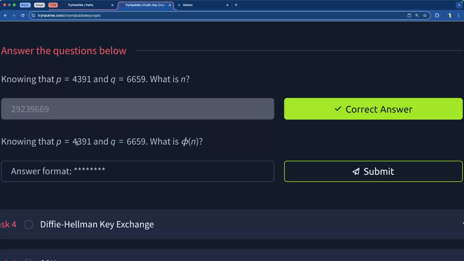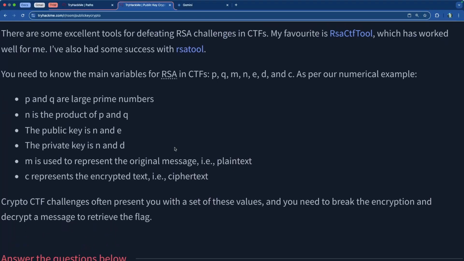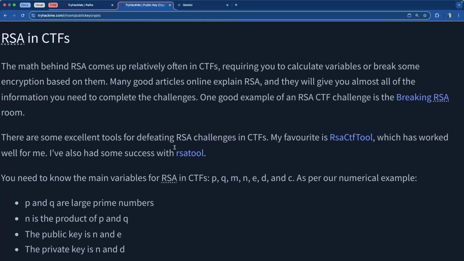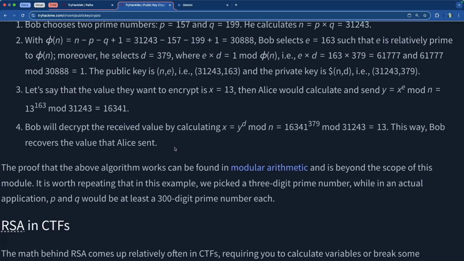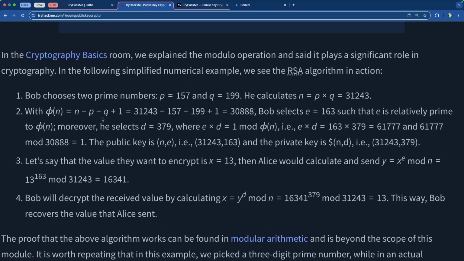Knowing that P equals 4391 and Q equals 6659, what is this value of N? And this is where I am now drawing a blank. So what does that even represent here? So okay, this is what confused me with trying to understand this. Okay, now I actually get it. This is not that complicated.